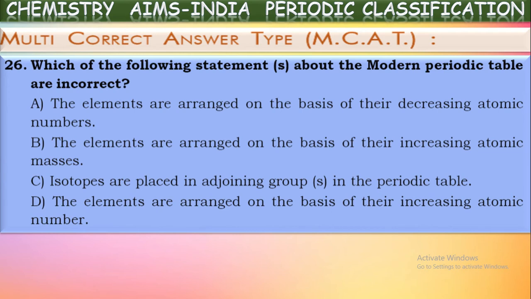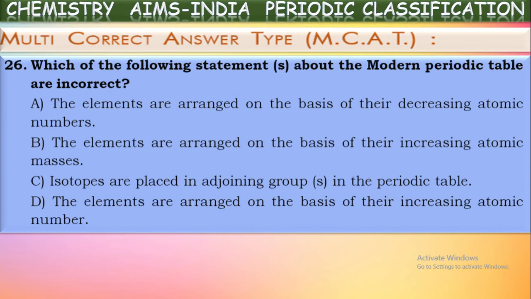So about the arrangement of elements it is given here. We know in the modern periodic table, elements are arranged in the increasing order of their atomic numbers. So we say modern periodic law. Modern periodic law we can state as: the physical and chemical properties of the elements are periodic functions of their atomic numbers. So elements are arranged in the increasing order of their atomic numbers in the modern periodic table. So except that, the remaining will be incorrect.